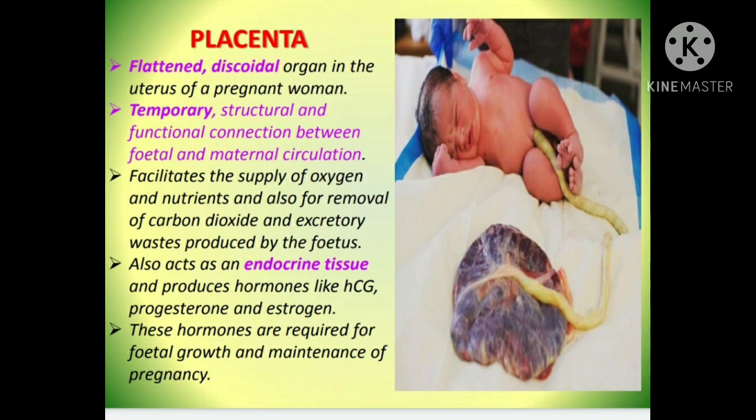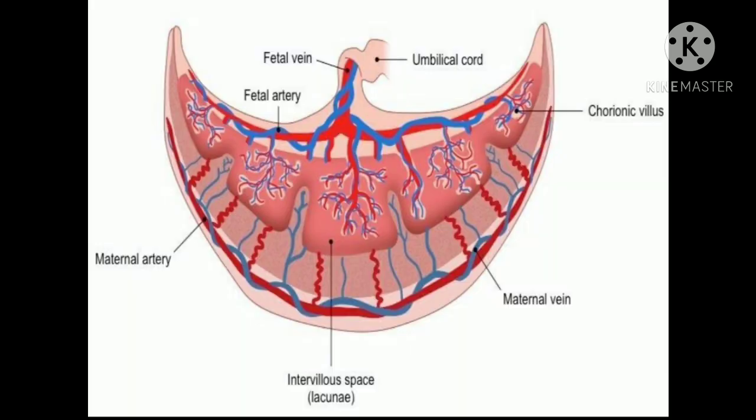Coming to the next point, it also acts as an endocrine tissue and produces hormones like HCG. HCG means human chorionic gonadotropin. The hormones produced by the placenta are HCG, progesterone and estrogen. These hormones are required for fetal growth, for the growth of the baby, and for the maintenance of the pregnancy. Here in this slide you can see the structure of the placenta.